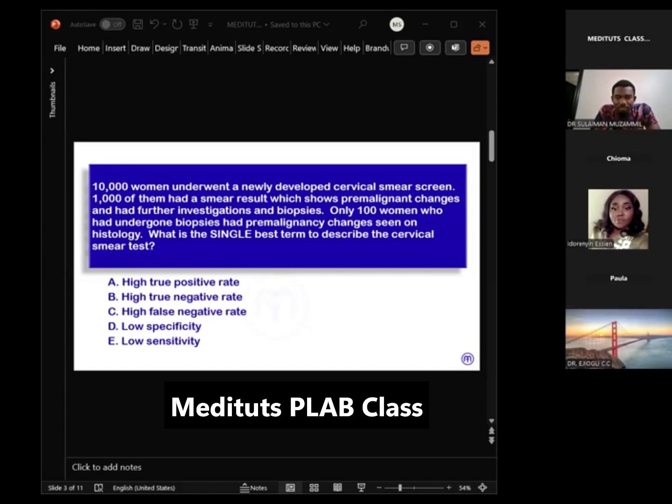Okay. 10,000 women underwent a newly developed cervical smear screen. 1,000 of them had a smear result which shows premalignant changes and had further investigations and biopsies. Only 100 women who had undergone biopsies had premalignancy changes seen on histology. What is the single best term to describe the cervical smear test?